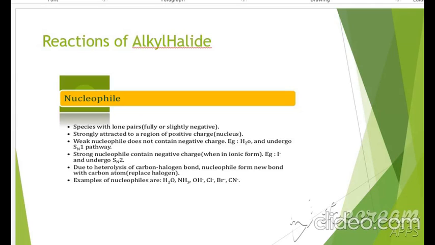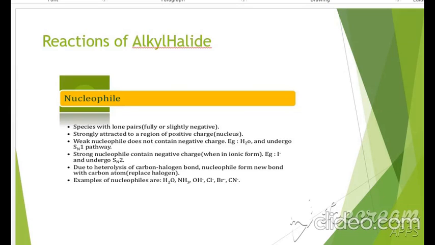It means the replacement of the halide ion X by another strong nucleophile is called the nucleophilic substitution reaction. If you look at this alkyl halide RX, the halide ion is also a nucleophile, but this nucleophile is replaced with another nucleophile, so this is called the nucleophilic substitution reaction.